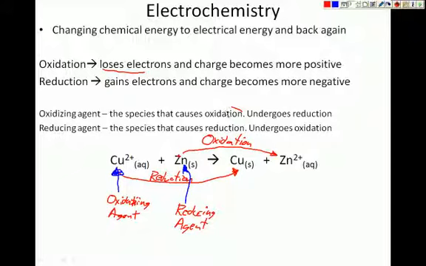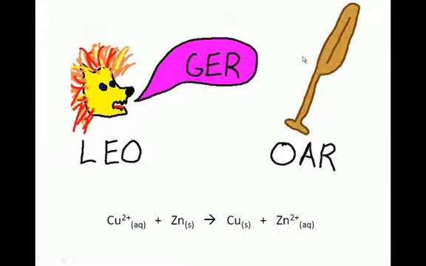And that can get a little bit confusing, and thankfully we have a bit of a way to remember it. So what we have here is Leo the lion says grr. So if Leo says grr at you or gets mad at you, then you should take your oar from your boat and hit him. So Leo the lion says grr, you take your oar and you hit Leo the lion. So what does this mean? Why do we remember Leo the lion says grr and you take your oar and hit him?